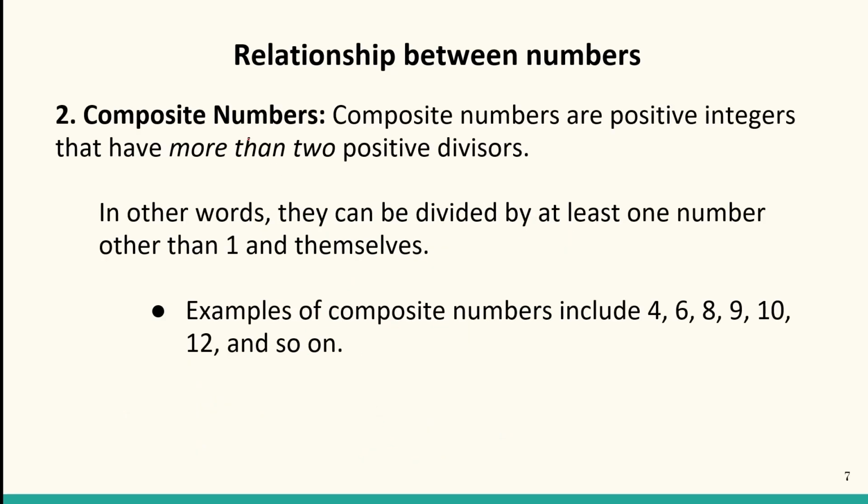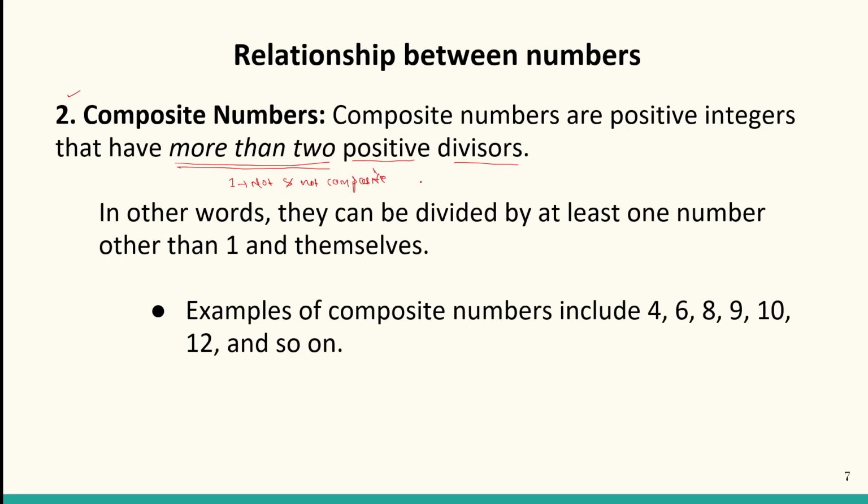So what are composite numbers? The numbers that are not prime and are positive. They are the positive integers that have more than two positive divisors. It must have more than two, because if it has only one divisor, then it is 1. That is neither prime nor composite.